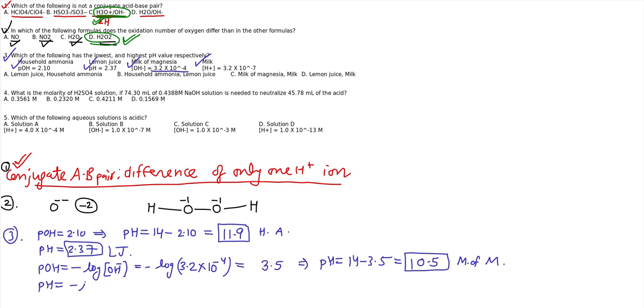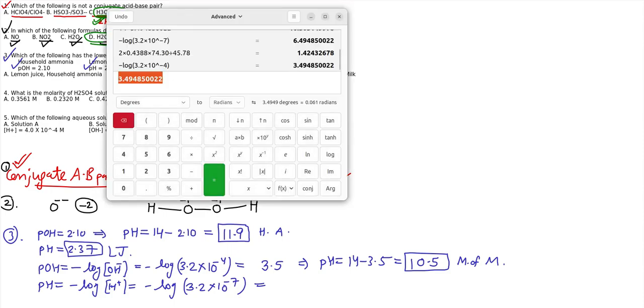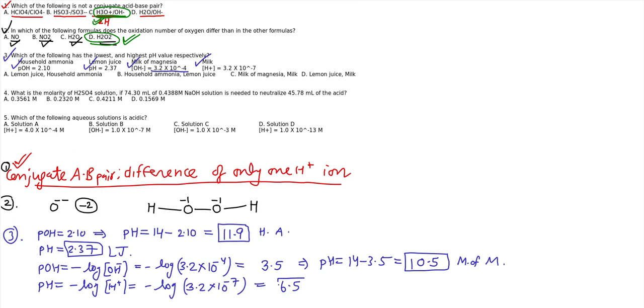So you can directly calculate pH as minus log H plus. Let's calculate this. Minus log of the H plus ion concentration, which is given as 3.2 into 10 raised to the power minus 7, and let's again calculate this using the calculator. Minus log of 3.2 into 10 to the power minus 7, so it is coming to 6.49, or simply you can write 6.5. So 6.5 is the pH of milk.